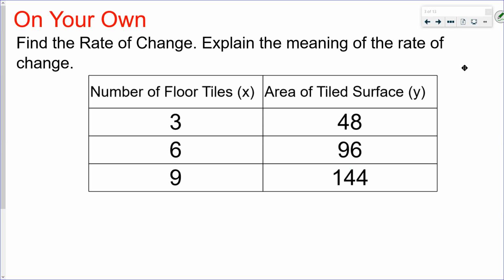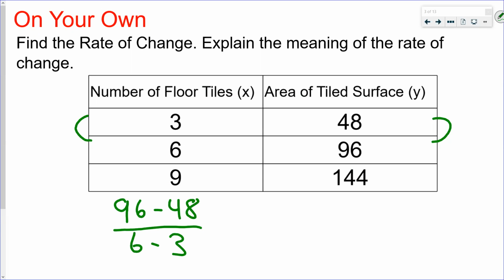So what we're going to do here is find our change in y. So we need to take our y's and subtract them, and we're going to put it over our change in x. All right, so how we do this is, like I said, we take our y's. So we're going to take 96 minus 48, and we're going to put it over 6 minus 3. We match them up. 96 goes with 6, so that's why they're first. 48 goes with 3, that's why they're second. And then we do some nice math, and we get 48 over 3. So that is our rate of change.